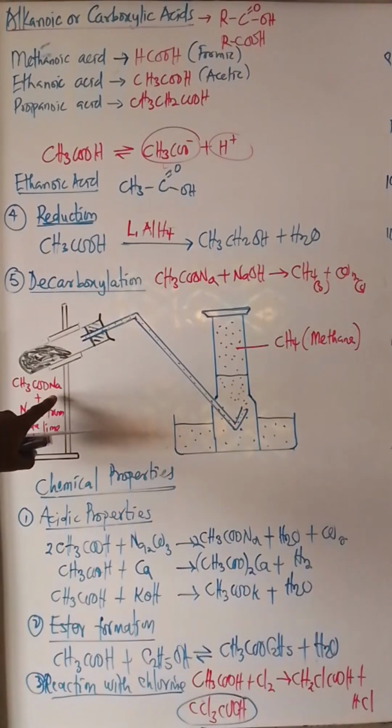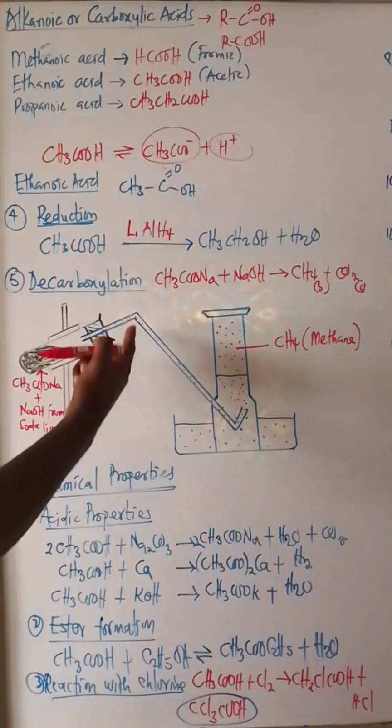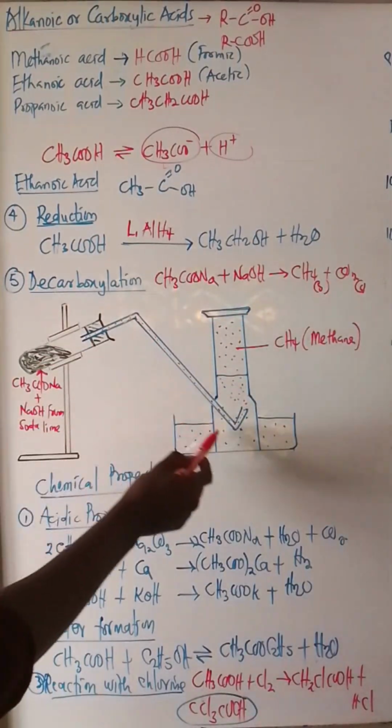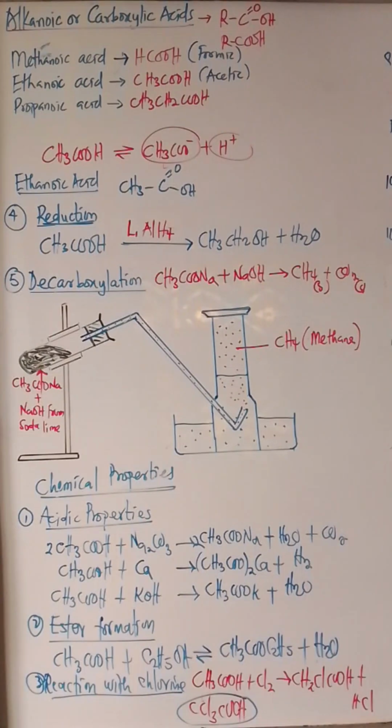So here you have anhydrous sodium ethanoate. This is heated up strongly, then steam is produced, then we are having what? These 2 gases coming here, and it's going to be collected over water. So this is the setup for the production of methane.